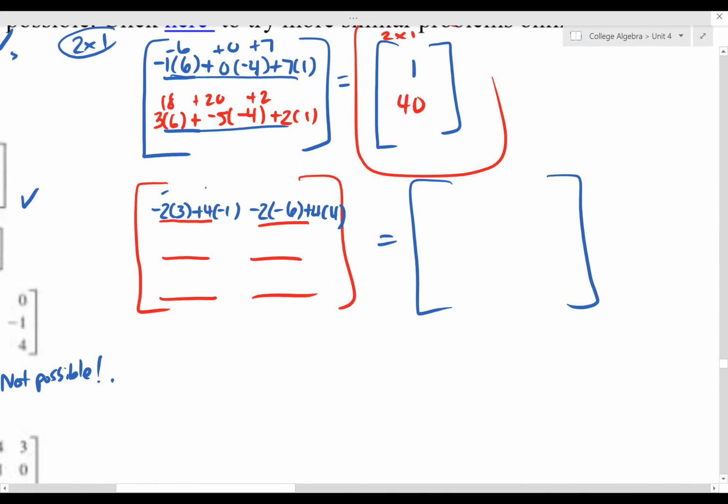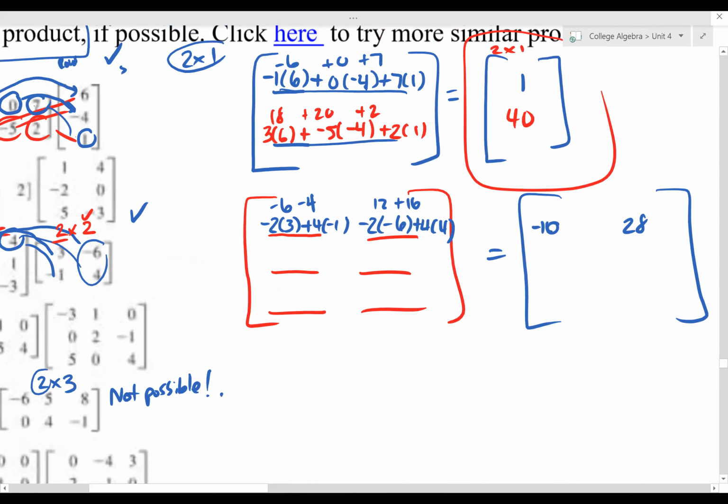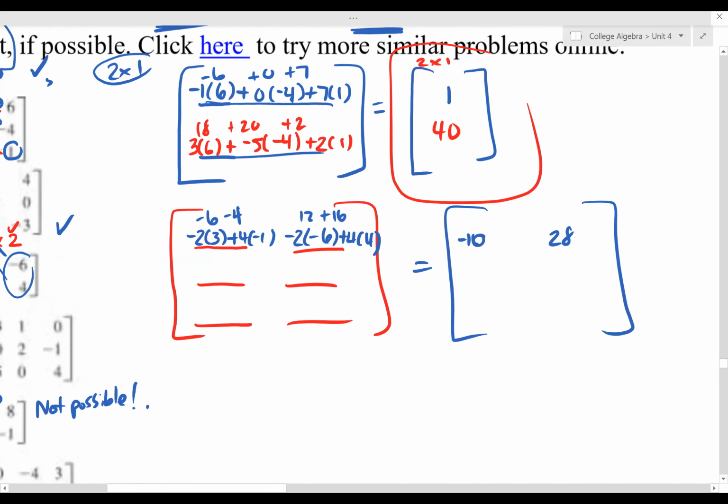So I'd have -6 minus 4, or hold on, negative 6 plus negative 4, yep, so that would be negative 10. And then I have 12 plus 16, so that second position would be 28. So top row is negative 10, 28 in that 3 by 2 matrix.